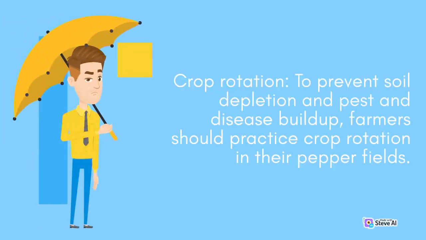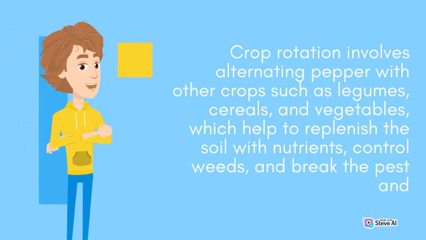Crop rotation. To prevent soil depletion and pest and disease buildup, farmers should practice crop rotation in their pepper fields. Crop rotation involves alternating pepper with other crops such as legumes, cereals, and vegetables, which help to replenish the soil with nutrients, control weeds, and break the pest and disease cycle.